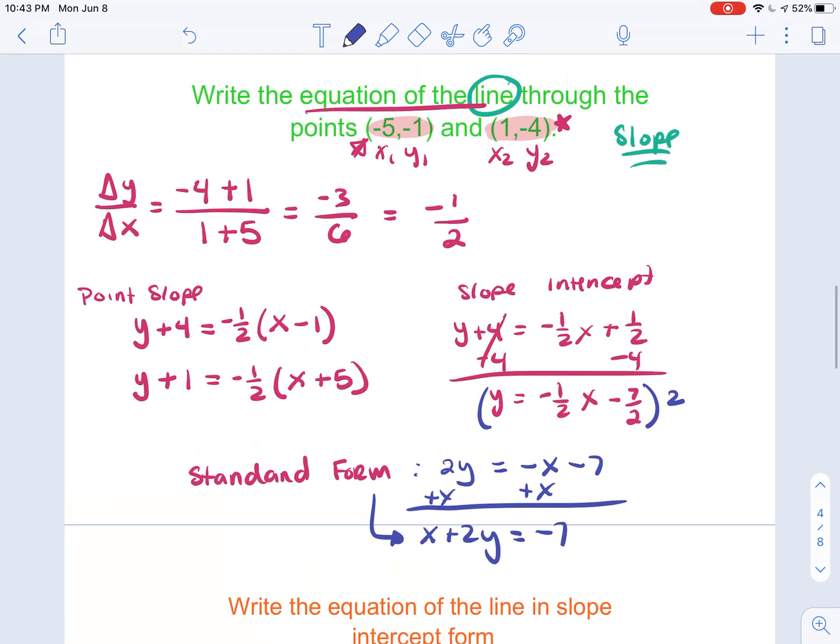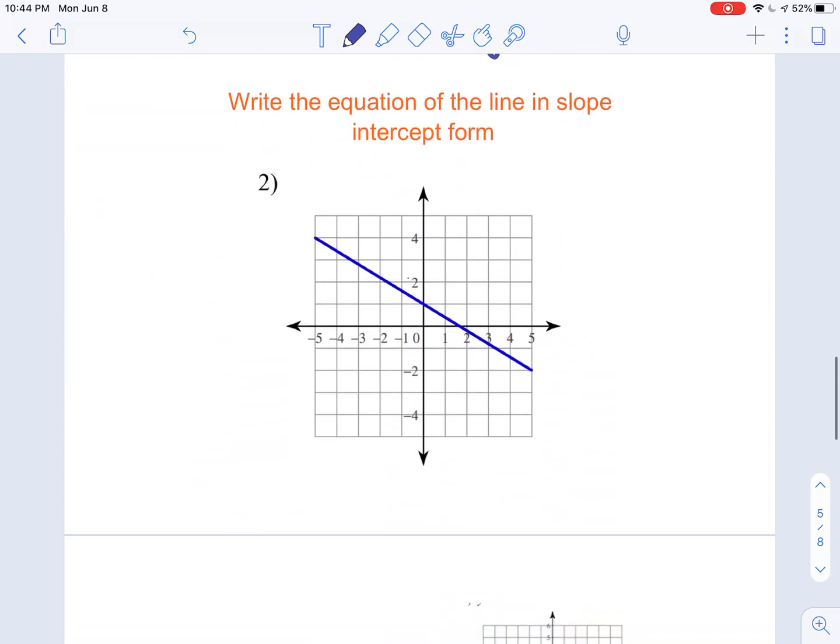of this equation. Now, again, any one of these 4 options would work for this question, but you want to pay attention to the directions. If it asks for a specific format, please make sure you put it into a specific format.